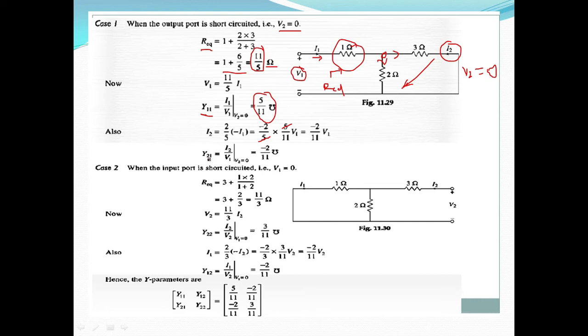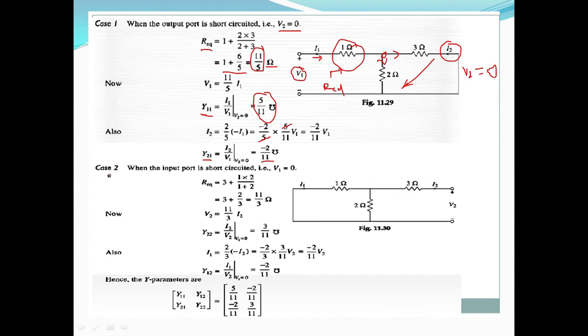So Y21 is equal to I2 upon V1, and I2 upon V1 is equal to minus 2 upon 11 mho. In this way we find the next parameter, Y21 equal to minus 2 upon 11 mho.